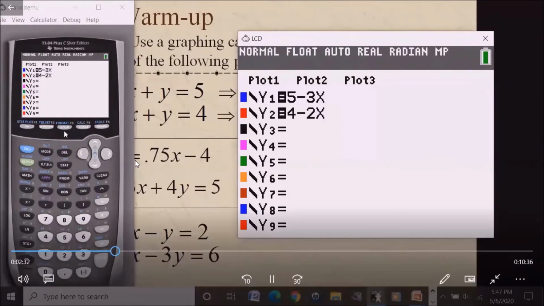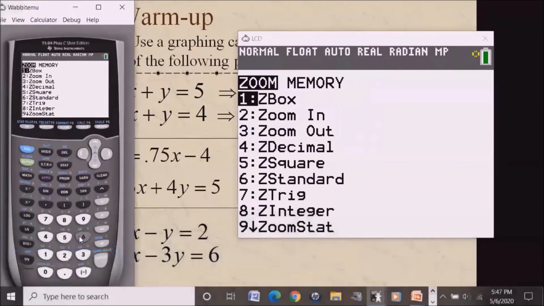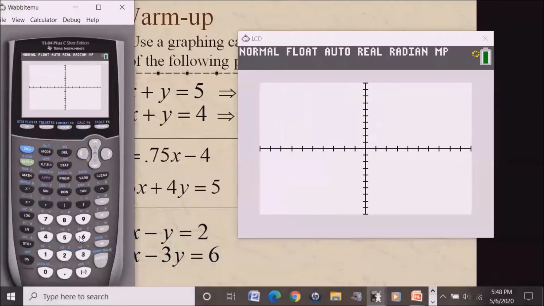I typically start with a zoom 6 or zoom standard, a 10 by 10 window, and adjust things from there. Here's the first graph in blue and the second graph in red, and notice that we can see where they are crossing. It looks to me like that intersection point is 1 across and 2 up. But if we're not quite sure what the intersection point is, we can use the graphing calculator features to find the intersection. We start with second trace.